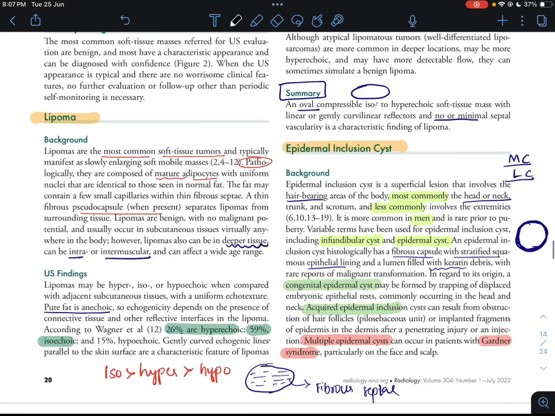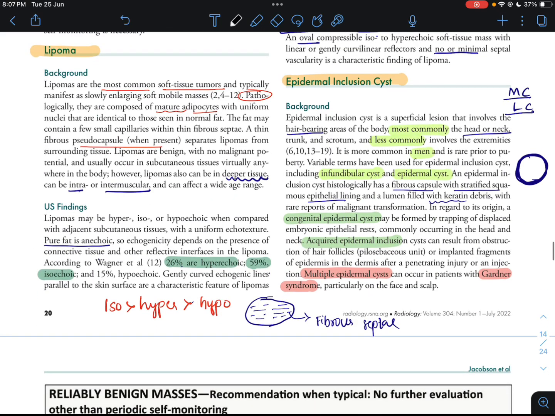Coming to the most common soft tissue mass which we see in our everyday practice, it is a lipoma. It is the most common soft tissue tumor made up of mature adipocytes, and it has a pseudo capsule. Even though lipomas are superficial, sometimes they can be present even in the deeper tissues, that is in the intra and the intermuscular planes. And on ultrasound, usually they'll be iso to hyperechoic.